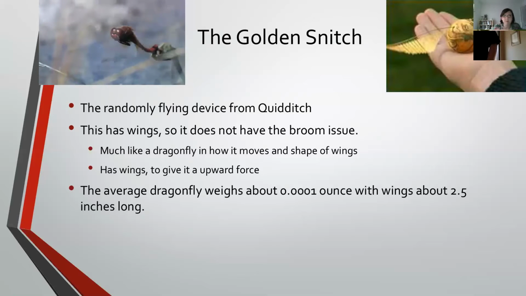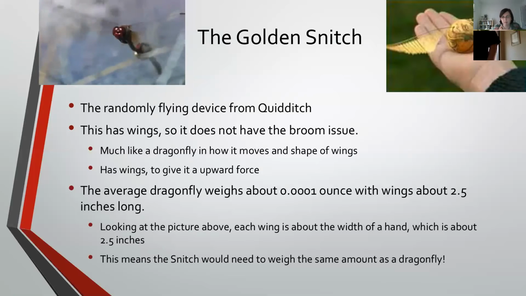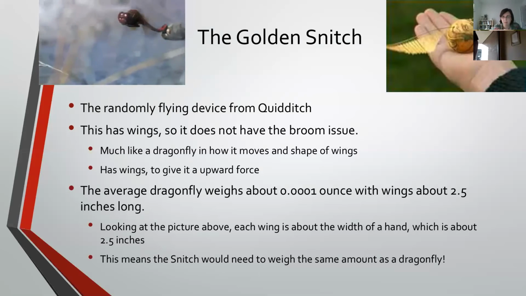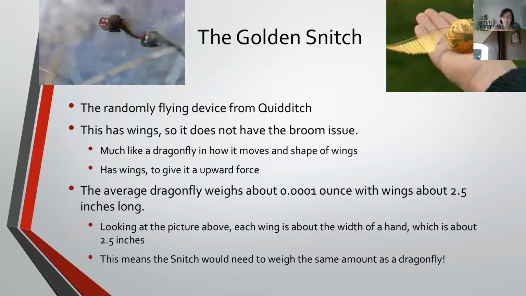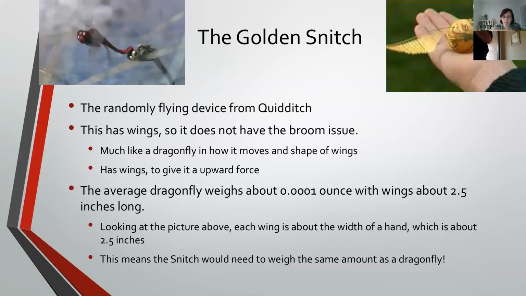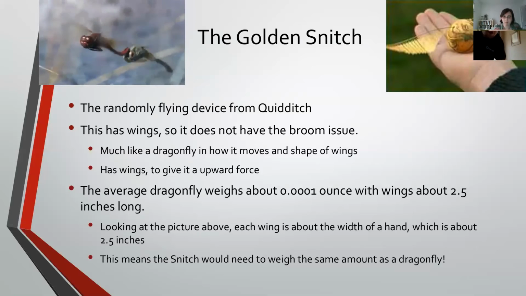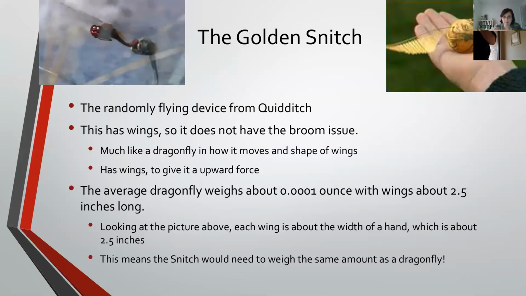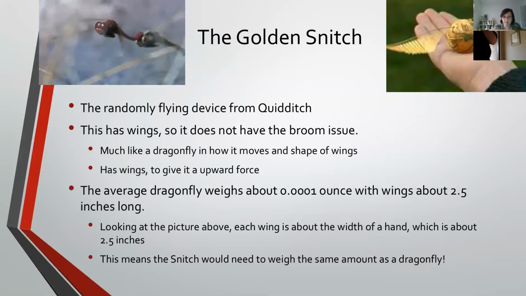Let's say the golden snitch has about the same size wing, and it looks about right. You can see that this wing looks about the size of the width of a hand, which is about 2.5 inches. So theoretically, the wings on that thing can lift 0.0001 ounces. That's doable, it seems. Here's the thing.